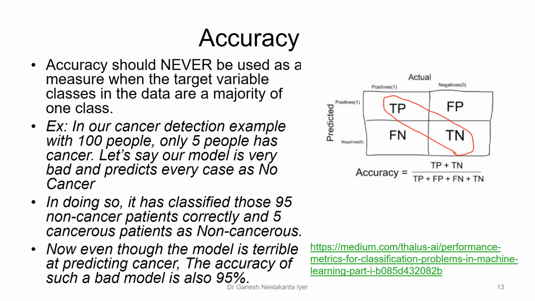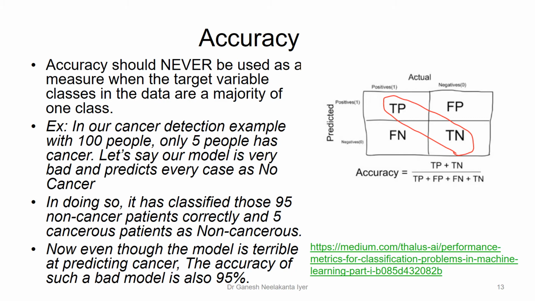So for example, take our cancer detection dataset that had only 5 people with cancer and 95 people with no cancer. Let's say our model is very bad and predicts every case as no cancer. It has still classified 95 non-cancerous patients correctly. Is that a good model?